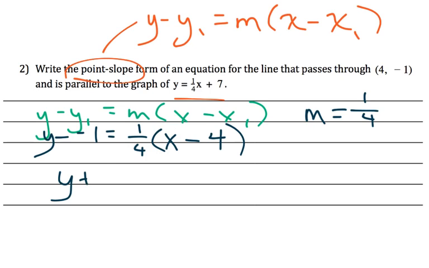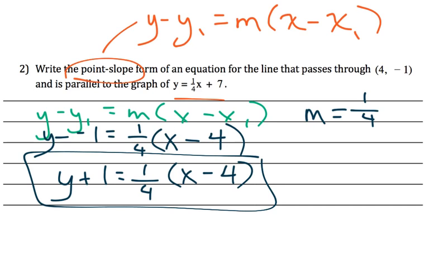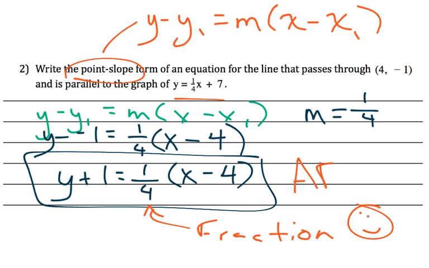Other than having to simplify this to y plus 1 equals 1/4 x minus 4, we don't have to do anything else, because this is okay being a fraction. It's not like standard form where we have to get rid of fractions and only have integers for a, b, and c. So, as weird as it feels, you're done with that.